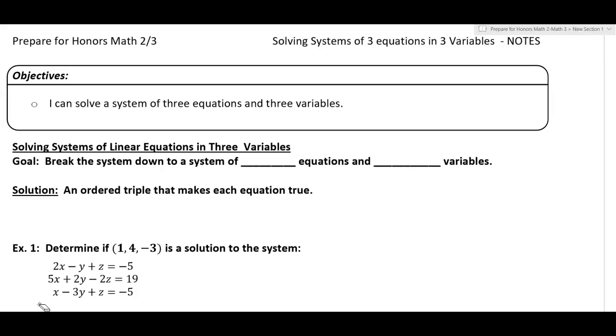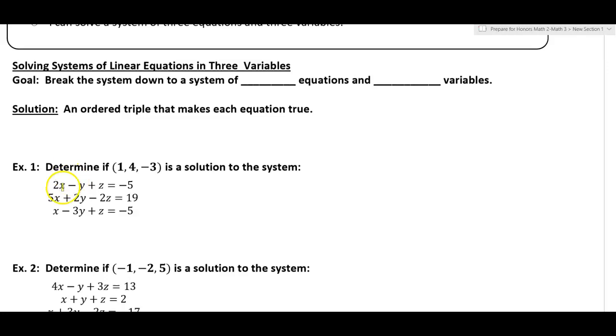Just to get an idea of what we're talking about, in example 1 here, instead of just having an x and y, now we have 1 equation, 2 equations, 3 equations. Then you have an x, a y, and a z. So you have 3 equations with 3 variables. Now, a solution to a system of equations is basically an ordered pair that makes both equations true, while a solution to a system of 3 equations with 3 variables is an ordered triple that makes each equation true.